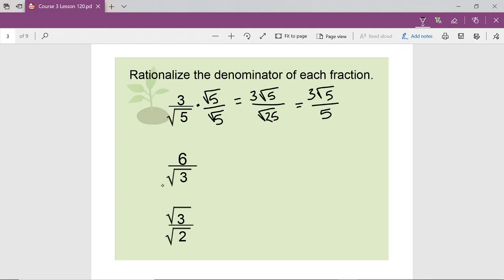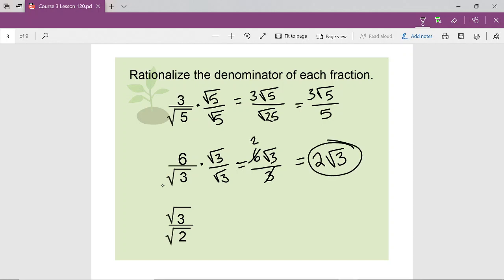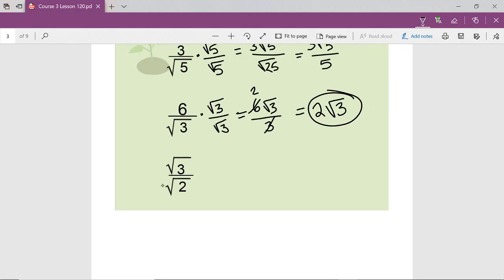How about this next one? We multiply by the denominator, so root 3 over root 3. So we get 6 root 3 over, well, the square root of 9, which is just 3, and then we see we can simplify a little bit. This 3 and 6 can simplify to just a 2. So this simplified answer is actually just 2 root 3. That's another reason that we rationalize, not just because we don't like square roots in the denominator, but we can get a much simpler answer by rationalizing.